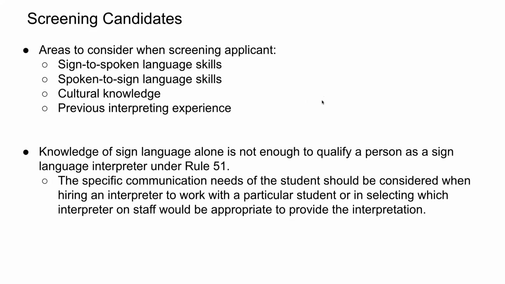There's a huge difference between people who know how to sign words that they choose themselves and people who choose to have a career where they sign words that other people choose. So it's great if you can get somebody who already has that interpreting experience. Knowledge of sign language is not enough to qualify a person as a sign language interpreter under Rule 51. So if you have somebody who applies for a para position and they put on their application, we know sign language, that does not qualify them to immediately be a reimbursable interpreter in our schools.